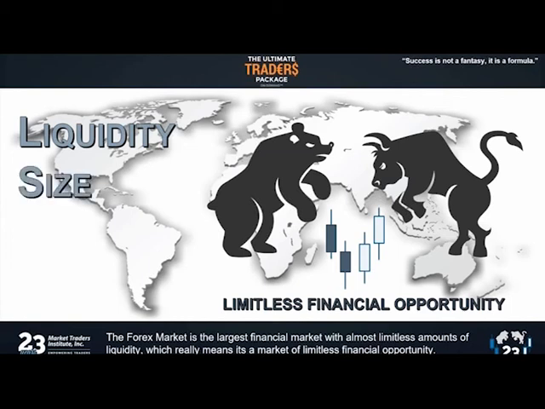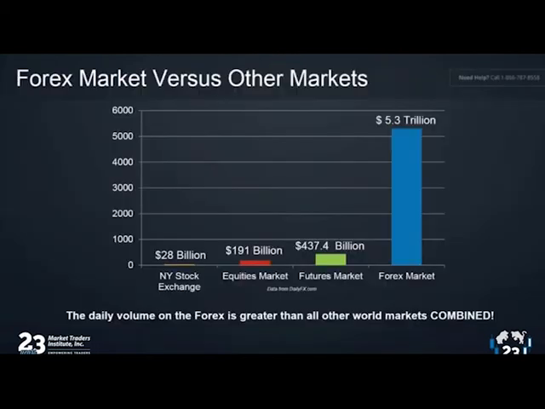The next major reason is size. The Forex market actually trades over $5 trillion a day. $5 trillion. There's actually more volume in the Forex market than all the other markets in the world combined. So that means there's plenty of size, plenty of volume, okay? You don't have to worry about that. It does more volume in a day than the New York Stock Exchange does in a year, okay?